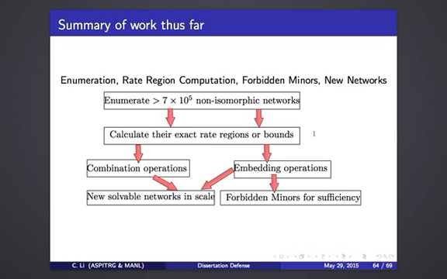Okay, here is a summary of what we have done so far. We enumerated about the millions of non-isomorphic networks and calculated their exact rate regions or bounds. Then we developed some combination operators and embedding operators to relate their structures and rate regions, and we introduced forbidden minors for sufficiency of a class of linear codes. In addition, by using both operators, new solvable networks at scale can be constructed.